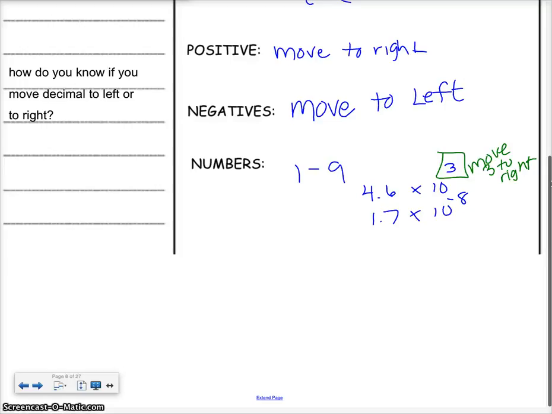10 to the -8, all I care about is this -8. And that -8 is just telling me what to do with the decimal. And it's telling me that I need to move 8 to the left because it's negative. And we'll practice, but I just wanted to show you how I read this. I don't go 4.6 times it by 10 and then move it. All I do is look at the power of 10, and that tells me what to do with this decimal.